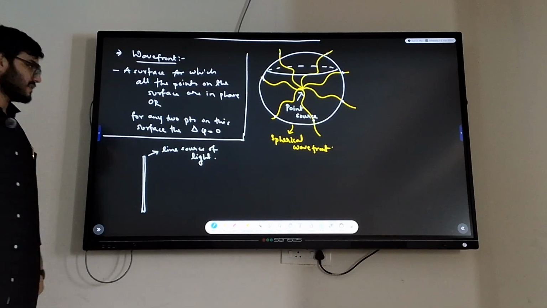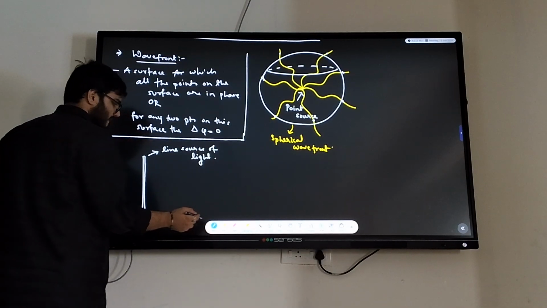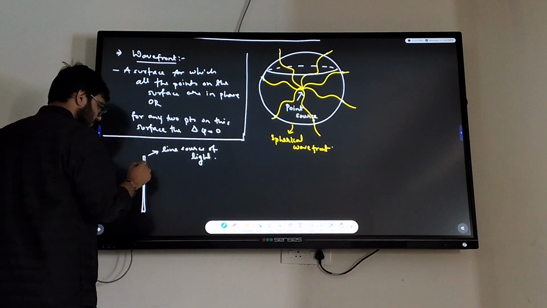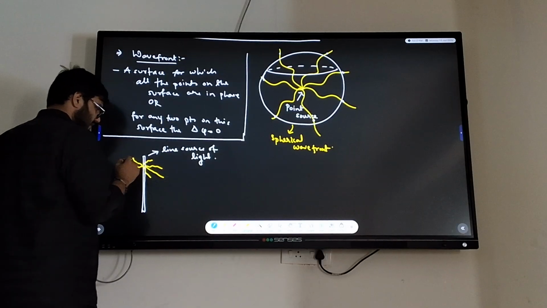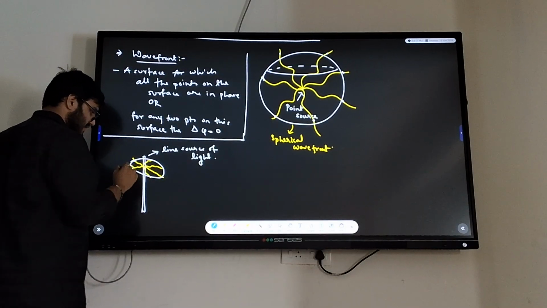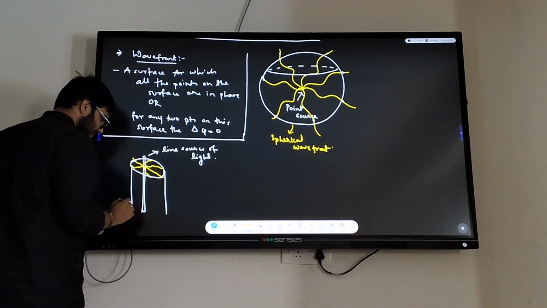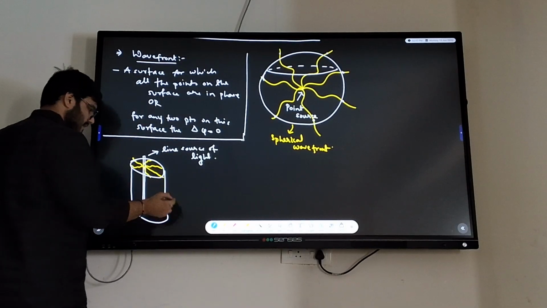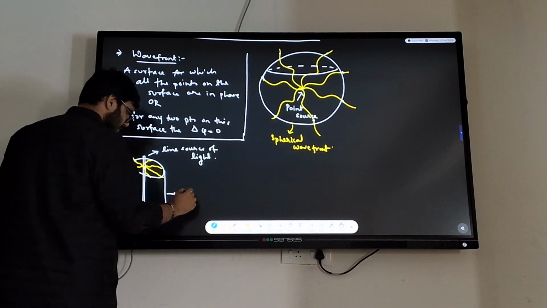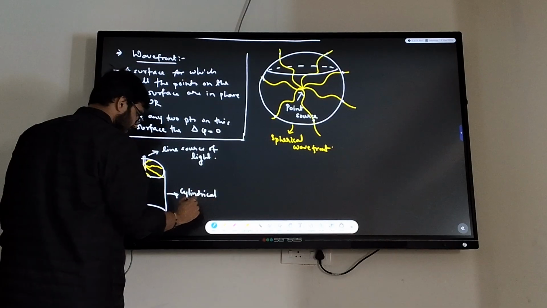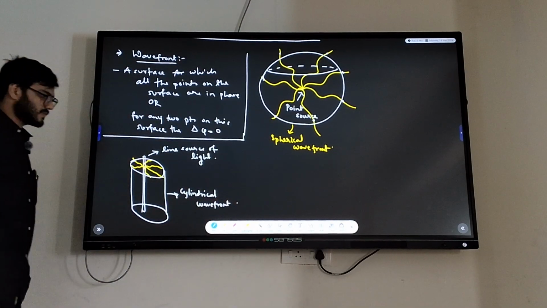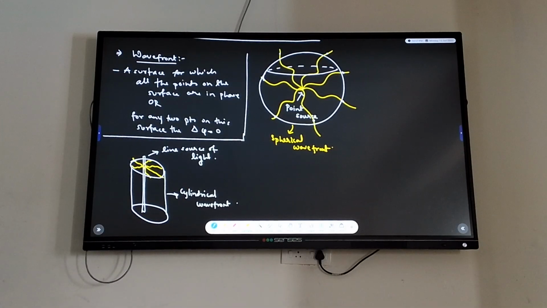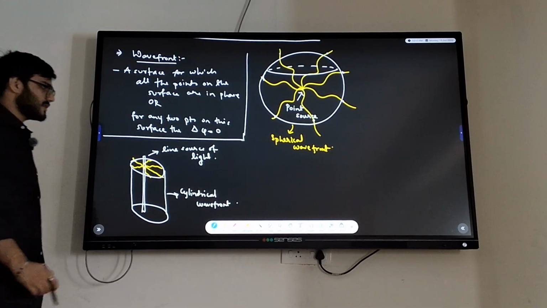They are in phase. So let me make the diagram. Hopefully you will be able to imagine this. This is a circle. Likewise you will get something here as well. This is my cylindrical wavefront. Is it okay? A cylindrical wavefront.